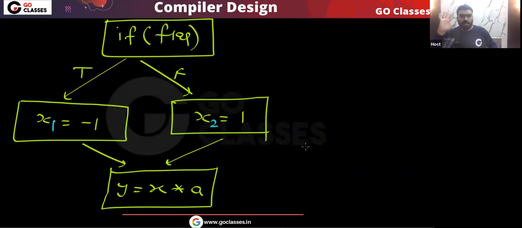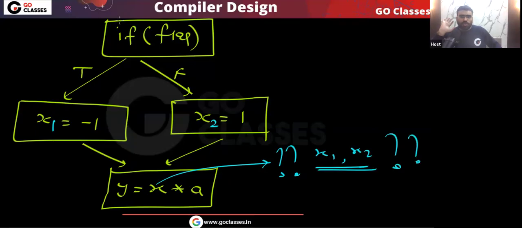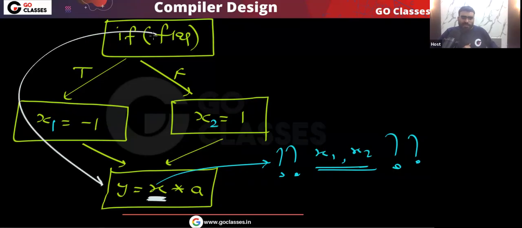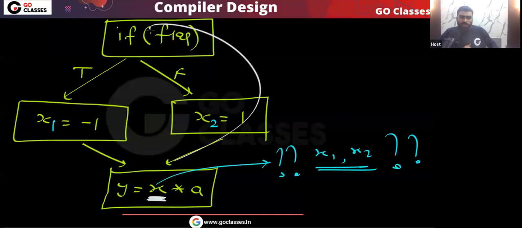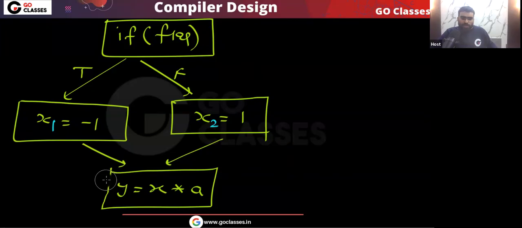Is my work over? No, my work is not over, because what should this x be? Should this be x1 or should this be x2? If you are coming by this side, then this should be x1. If you are coming by this side, this should be x2. So what to do? Should I put x1 or x2?